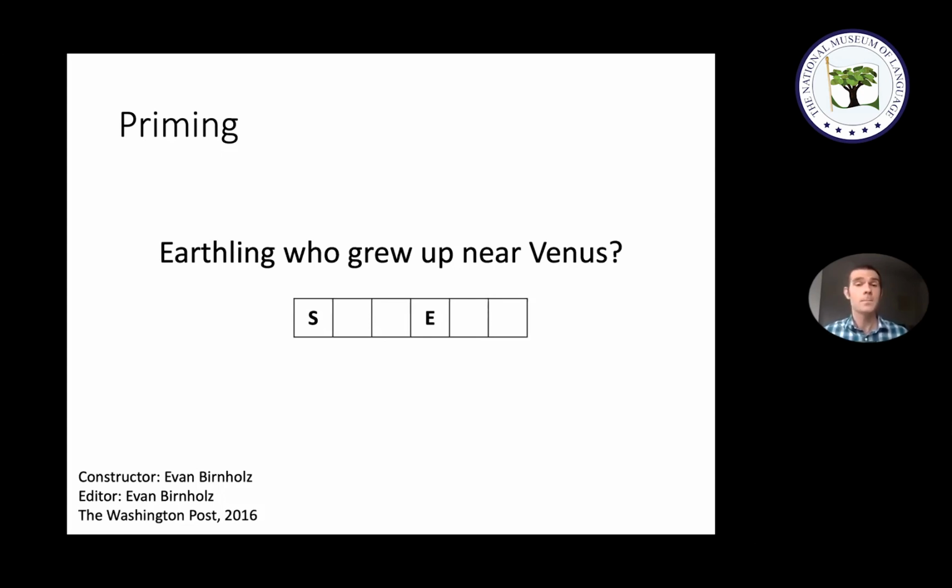But all of that is a misdirection. In order to answer this clue correctly, you instead have to interpret Venus as the tennis player, Venus Williams. And so the answer, which I just gave away, was her sister, Serena, who is indeed an Earthling and who, of course, grew up near Venus.